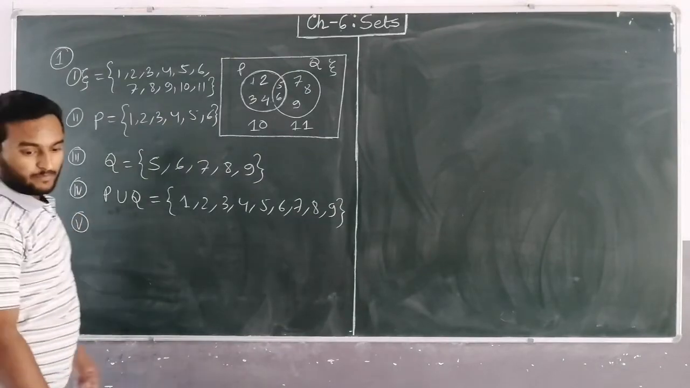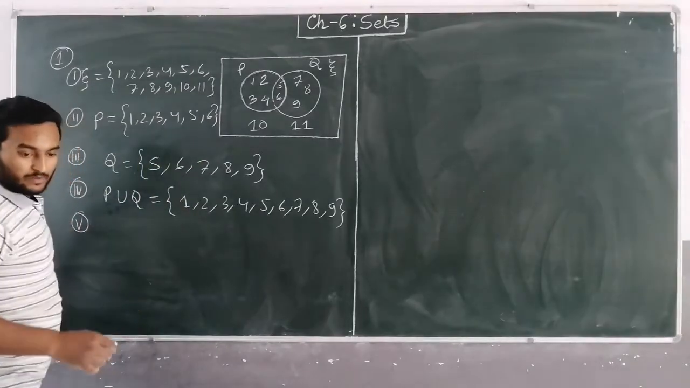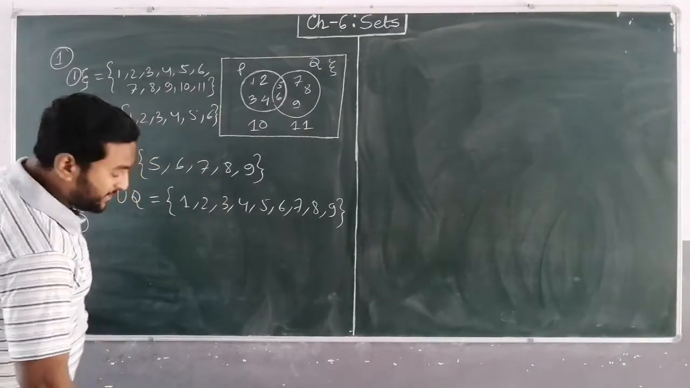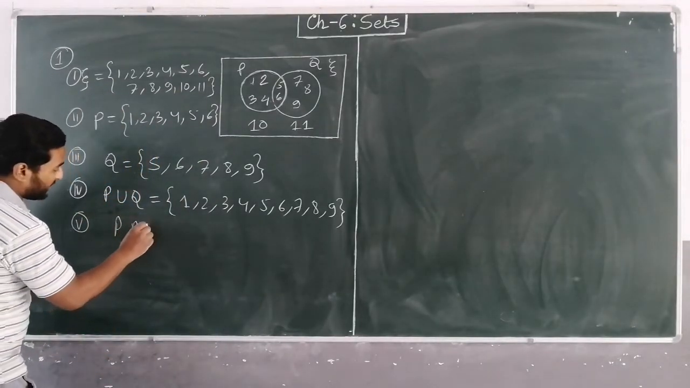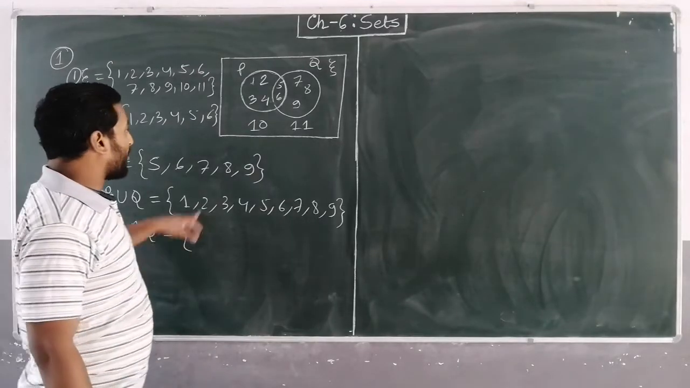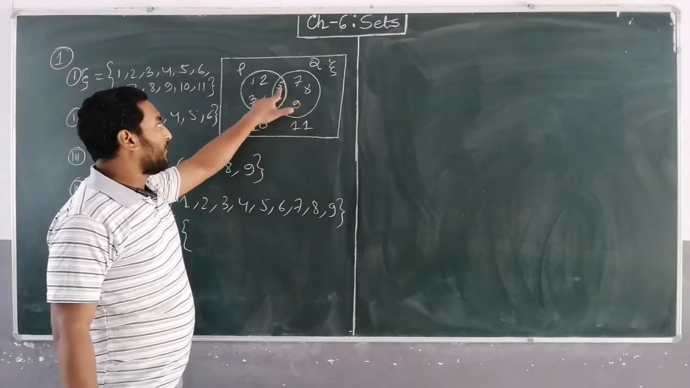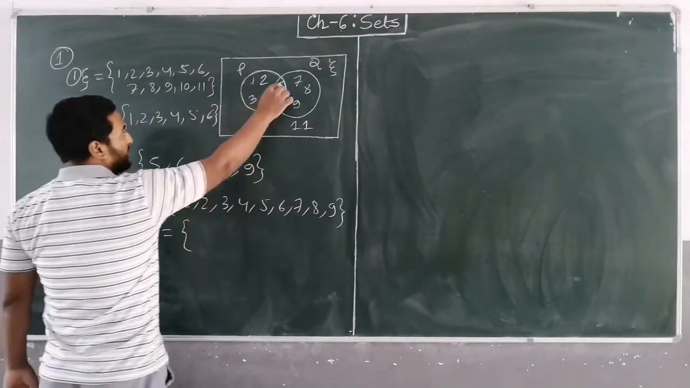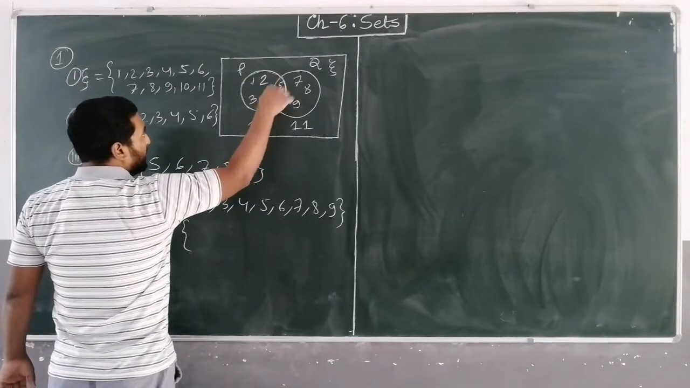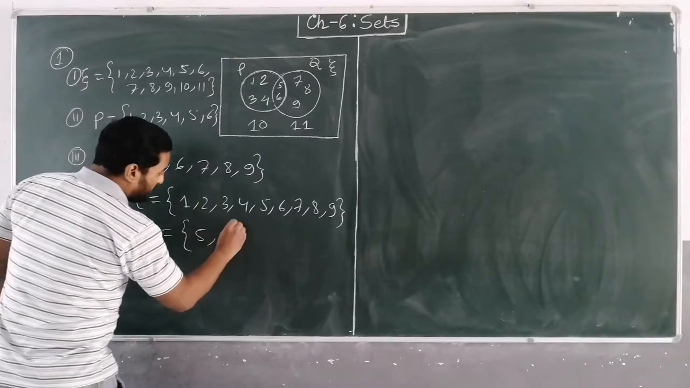Fifth part, P intersection Q. P intersection Q is the common part of P and Q. So this is the common part, 5 and 6. These two are the elements of P as well as of Q. So 5 and 6.